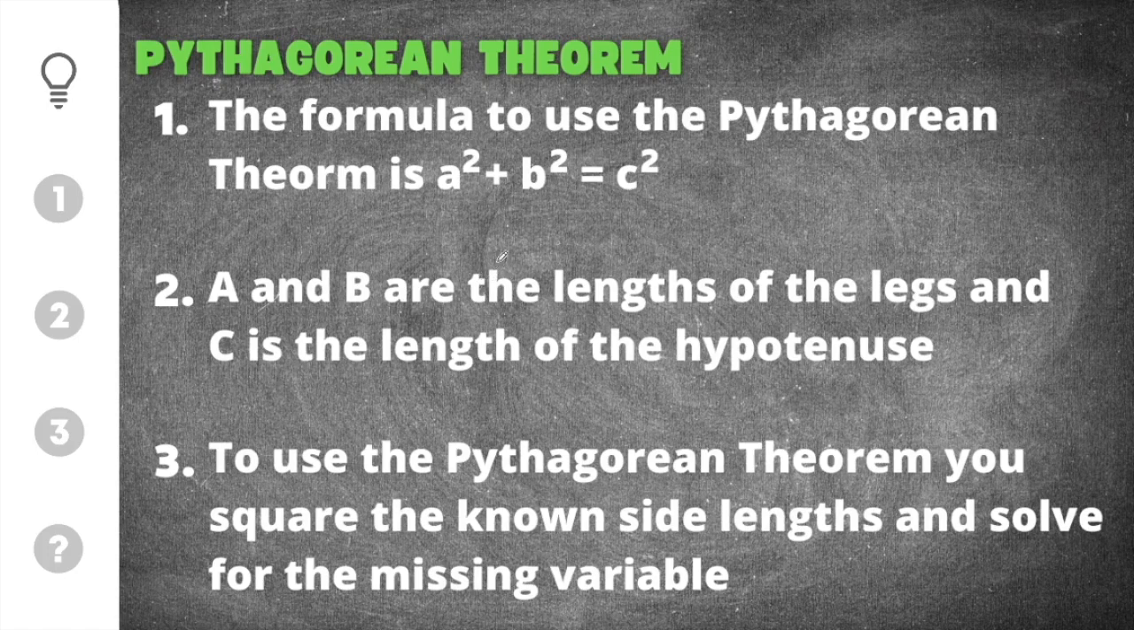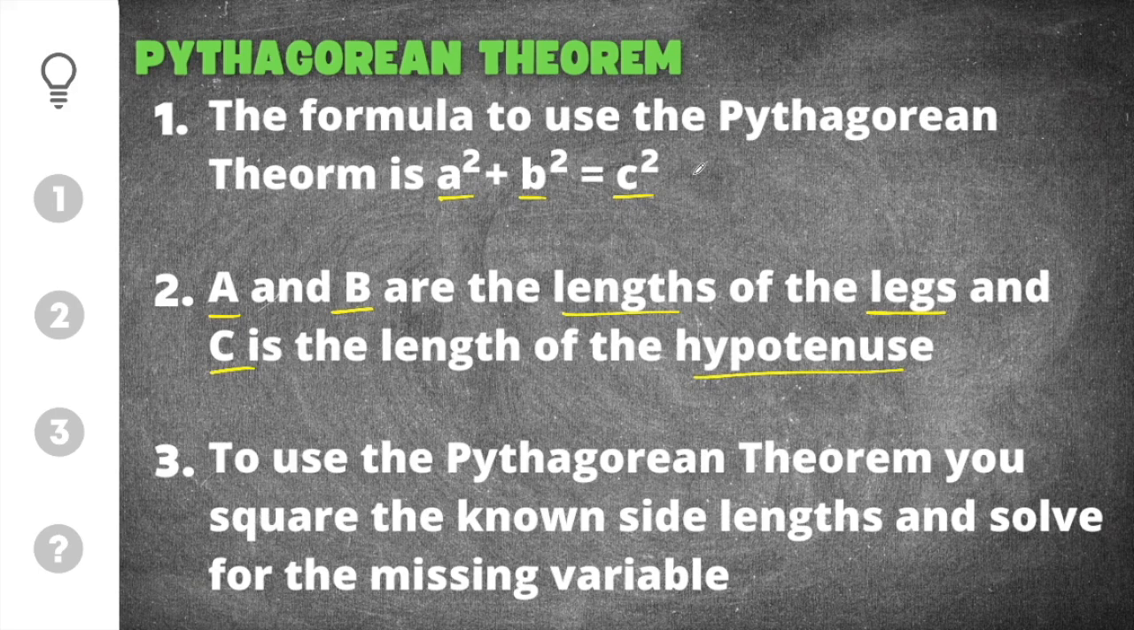In today's video, I'm going to show you how to solve the Pythagorean Theorem. As you can see, there are three important things that we need to remember when solving the Pythagorean Theorem. The first is that the formula to use the Pythagorean Theorem is a squared plus b squared equals c squared. A and b are lengths of the legs, and c is the length of the hypotenuse.